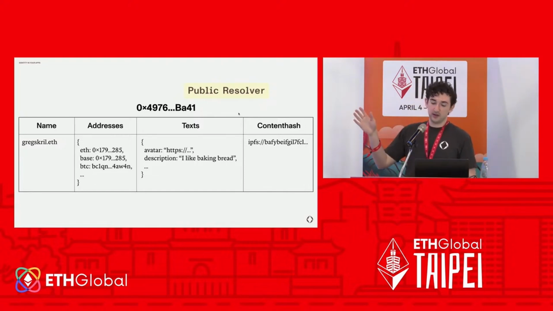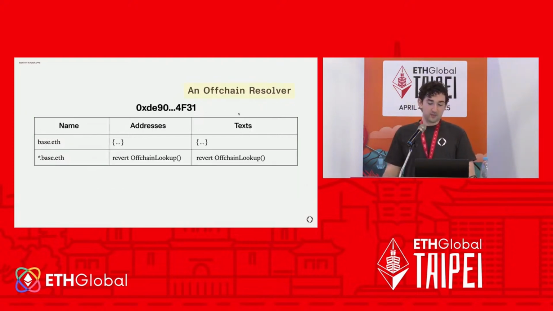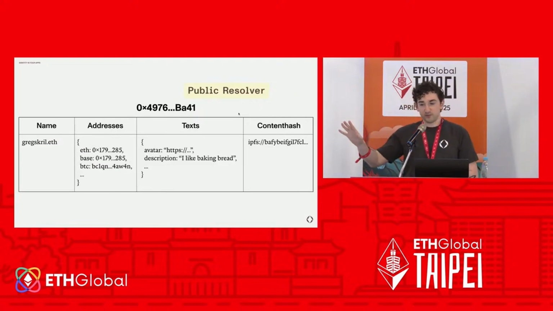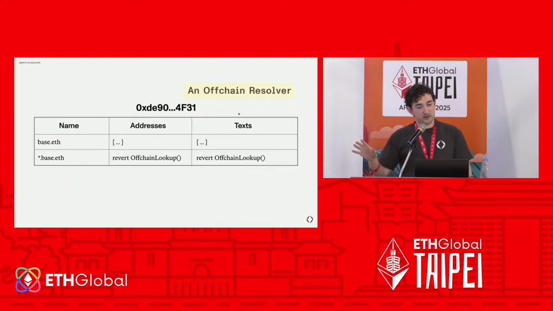And then the last part is a content hash. And this is a pointer to decentralized storage on IPFS or similar networks. And I'm going to share a cool idea on what you can build with that a bit later. So this is the public resolver, right? Everything is on-chain on mainnet, very simple.